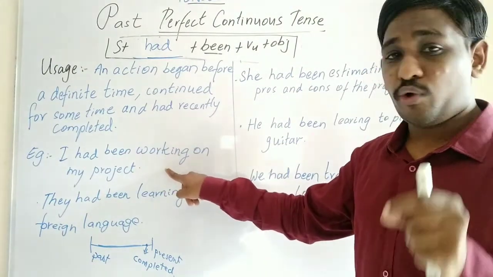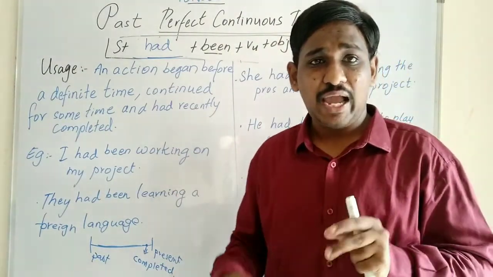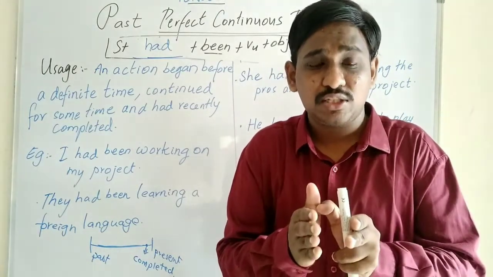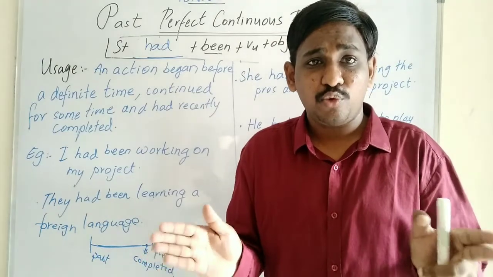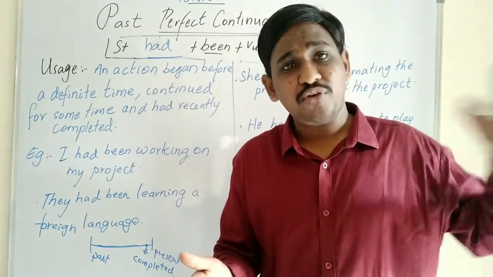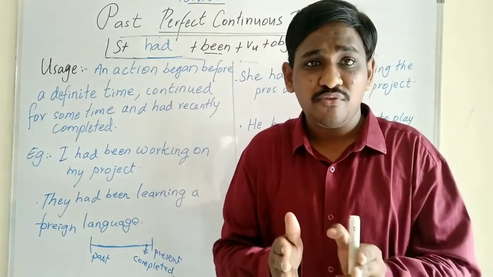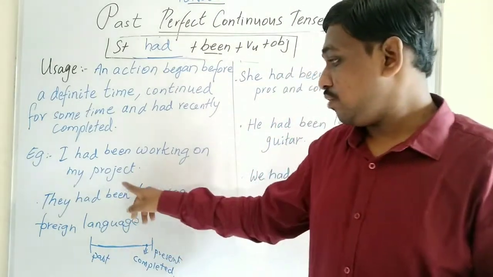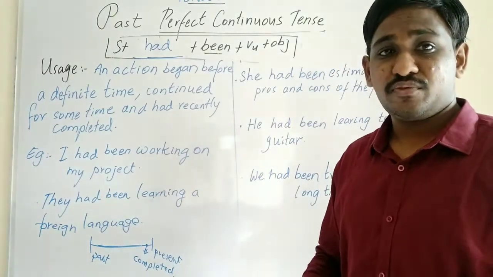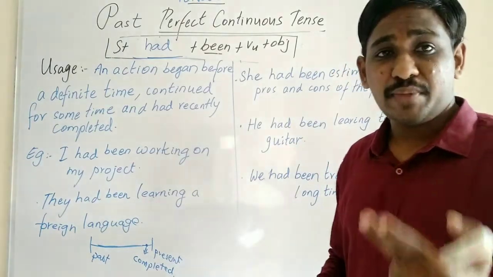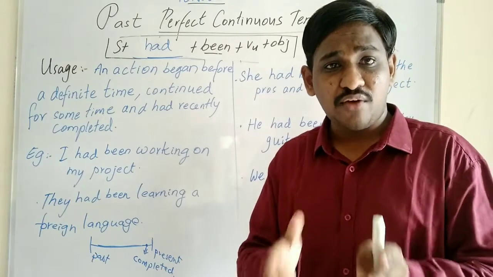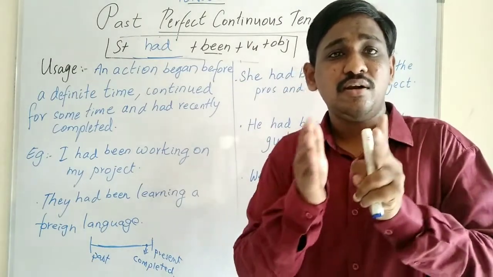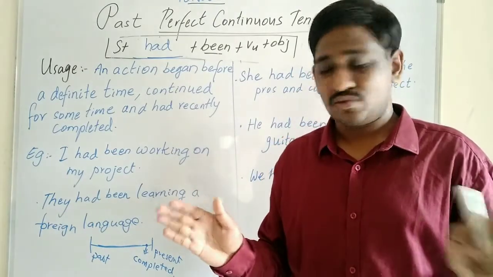I had been working on my project. Had been working on my project means you started working and now it's completed already. So when you say that I had been working, so far you had been working. So now it's completed. So this action doesn't continue. They had been learning a foreign language. So now they're not learning. They completed it. They either discontinued it or they completely learnt it.